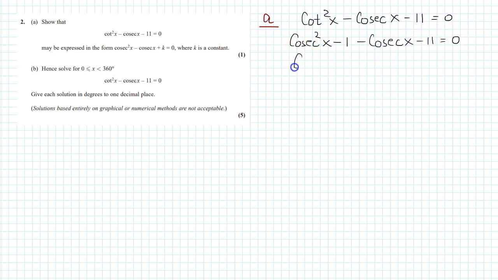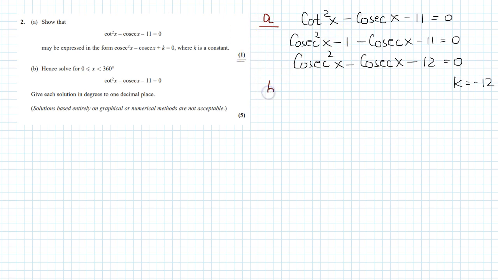So this is cosec squared x minus cosec x minus 11 and 1, 12 is equal to 0. So we know that k is negative 12. If you use sine and cos, you will get the answer, but it will be very lengthy and time consuming. And if you see the marks 1, it means there's just 1 or 2 steps only.